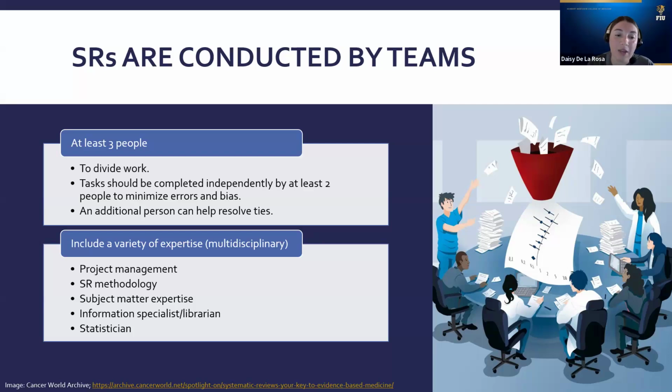You also want to include a variety of expertise if possible: project management, people who are versed in systematic review methodology, subject matter expertise, an information specialist or librarian, that's us, to help with the search, and even a statistician for the meta-analysis.